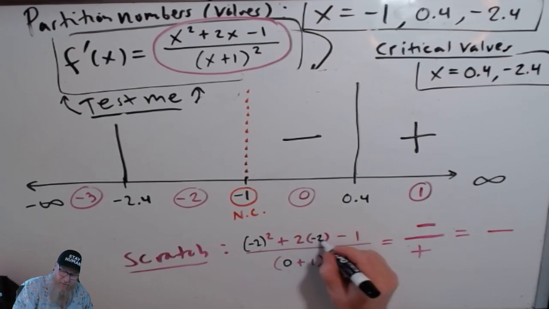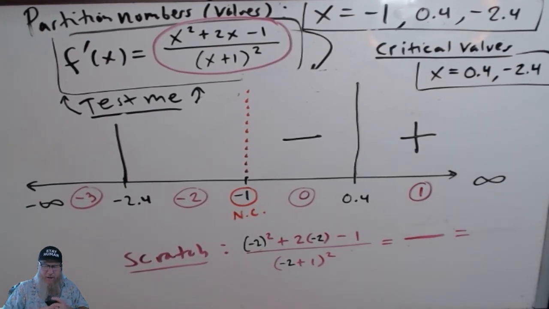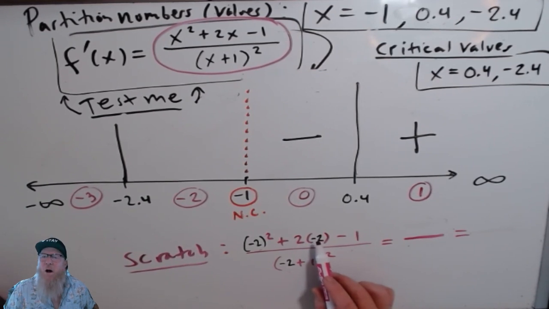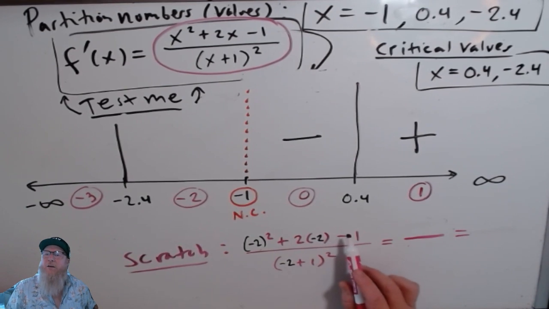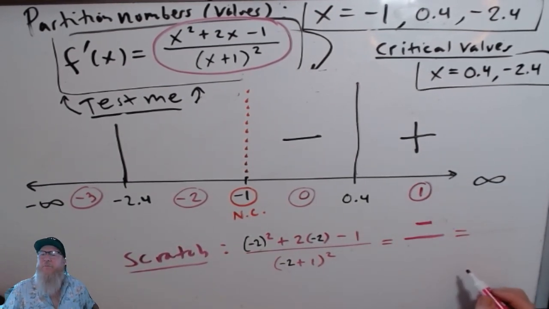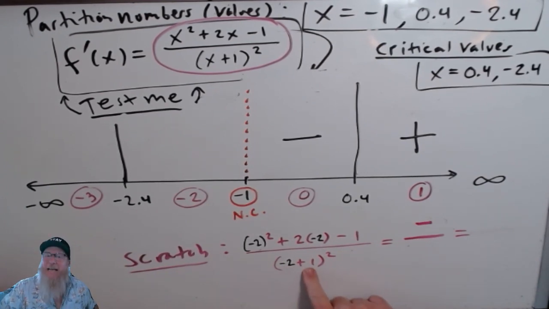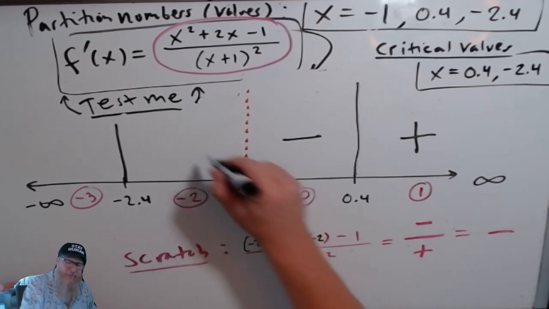Negative 2 squared, 2 times negative 2, negative 2 plus 1 squared. Negative 2 squared is 4. 2 times negative 2 is negative 4. That's 4 and negative 4, which is 0. 0 minus 1 is negative. Negative 2 plus 1 is negative 1, but then I'm squaring it. So it's positive. So that one's negative.